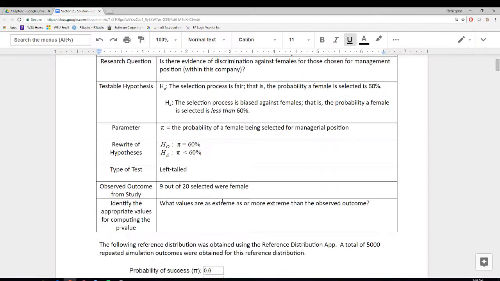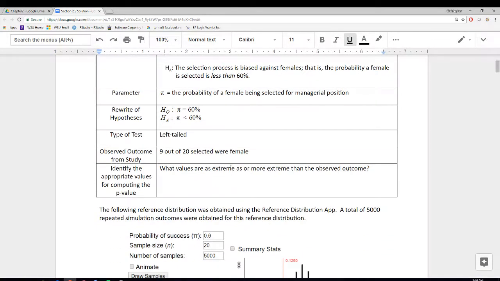The parameter value that we specified was the probability of a female being selected for a managerial position. That probability would be equal to 60% under a fair situation or a situation of no discrimination. So that is why the parameter value is set to 60% under the null hypothesis. The null hypothesis again represents how the simulation model is being set up.